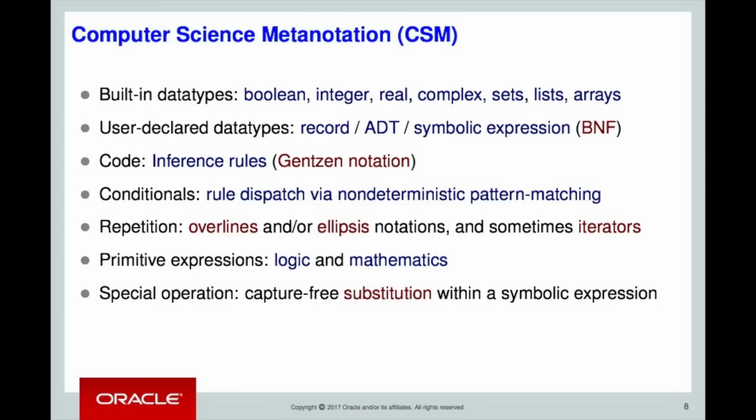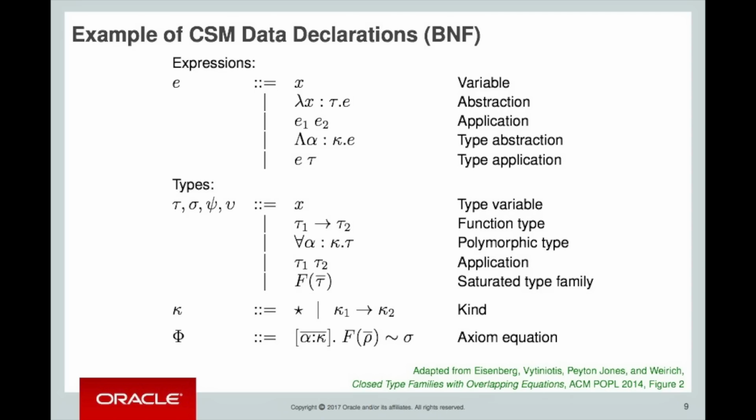Conditionals can be expressed in several ways, but the primary one is rule dispatch through non-deterministic pattern matching. And recently it has developed some very interesting repetition notations, overlines or ellipsis notations, and sometimes iterators. Its primitive expressions are drawn from logic and mathematics, and it's kind of open-ended. And there's this very interesting and distinctive special operation, capture-free substitution within a symbolic expression.